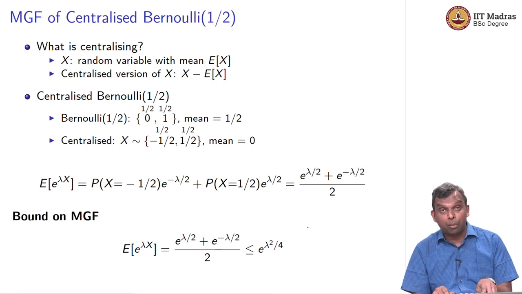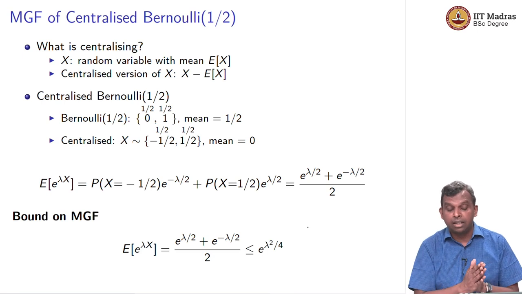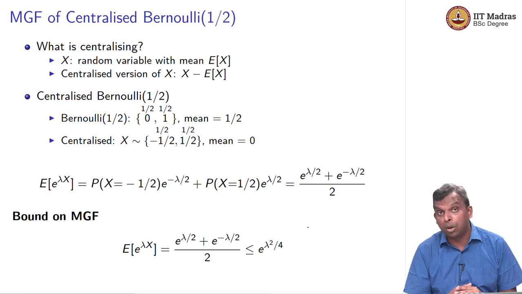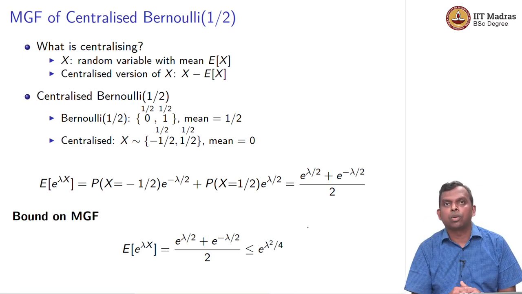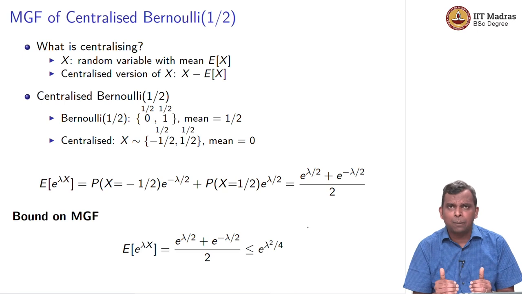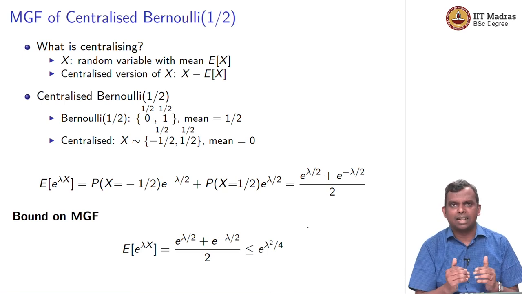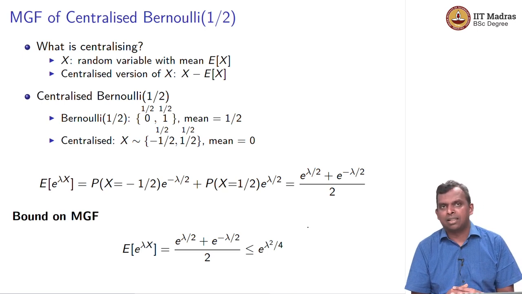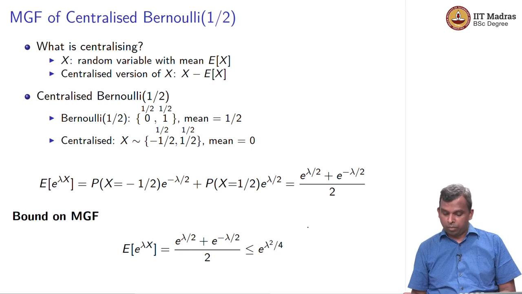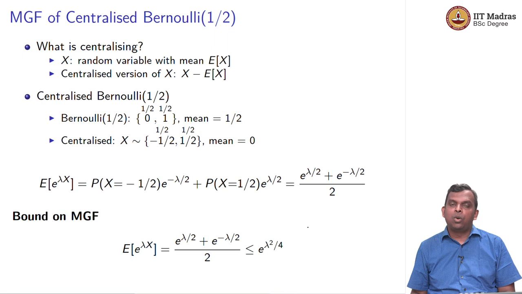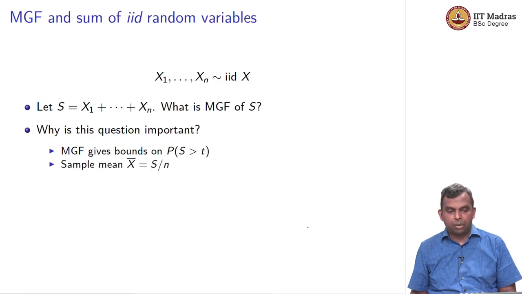So you see that the moment generating function for the centralized Bernoulli has a very simple and nice upper bound, e power lambda squared by 4. Keep that in mind. That will come back and help us as we study more and more things. It's a simple example; you see how this ties in with the previous results that we saw. So this gives us some hope of being able to use the Chernoff bound with Bernoulli random variables.